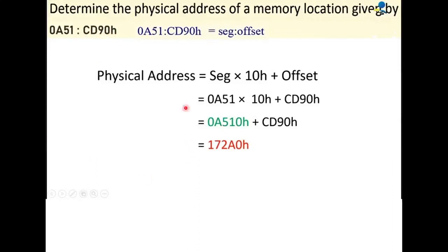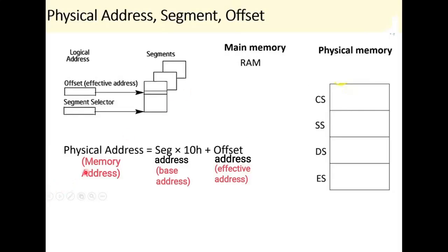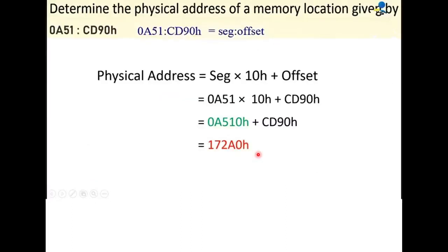Sorry. So segment address is here 0A51. Offset address is CD90. Okay. Now we'll see how we are going to calculate physical address. Already we know the formula, just now in the last slide we discussed. Physical address equals segment address into 10 plus offset address.